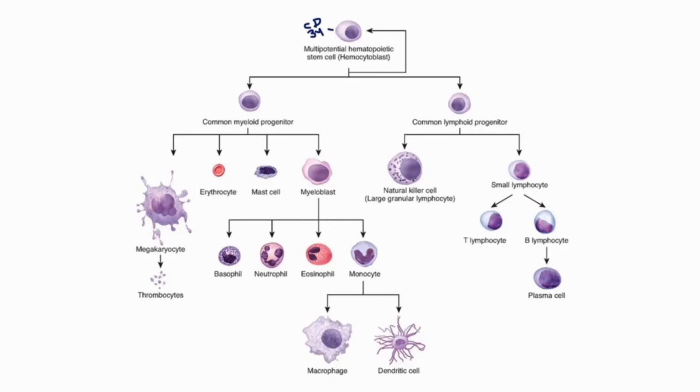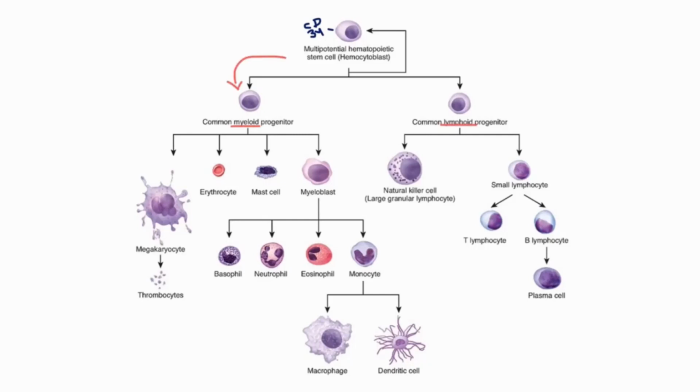Cluster of differentiation, or CD molecules, are surface markers on cells that have various functions, one of which is to help us identify cells in a lab using flow cytometry, and you know it's a stem cell if it expresses CD34. And from these stem cells we get both myeloid and lymphoid progenitor cells.